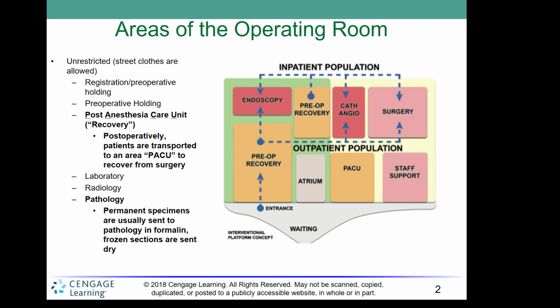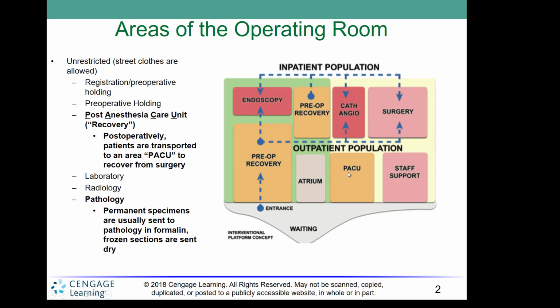We're going to start with the unrestricted areas. These are areas where street clothes are allowed. So this would be for patients, basically. Entering the hospital, before they go in, they can go into the atrium where there'll be a cafeteria and information. They can also enter pre-op, which is where patients go to get ready for surgery. Staff can walk into the locker room to get changed for surgery.